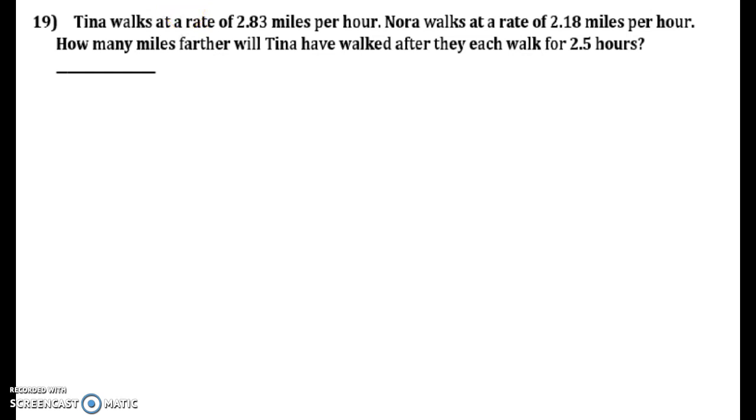We're talking about rates. A lot of times when it's giving us rates, this first one said 2.83 per hour. Per hour means per 1 hour. And who is this for? Tina, right? Tina. What information does it give us on the other one? Well, that was Nora.